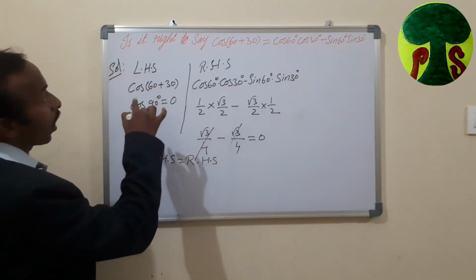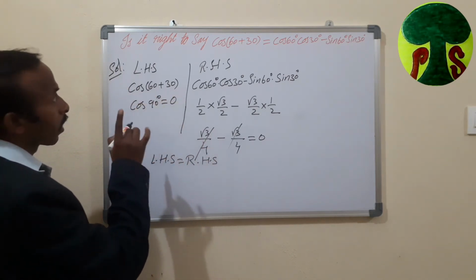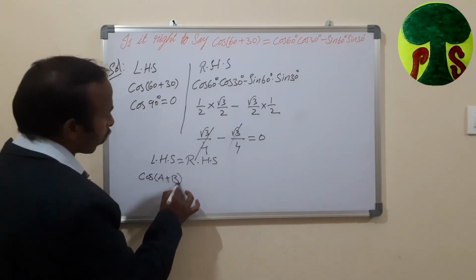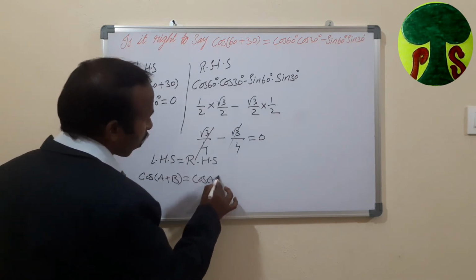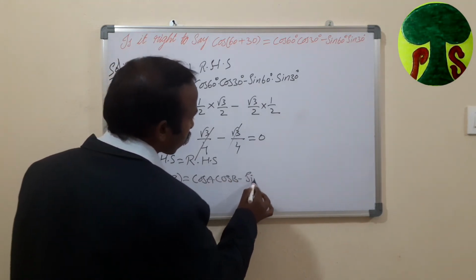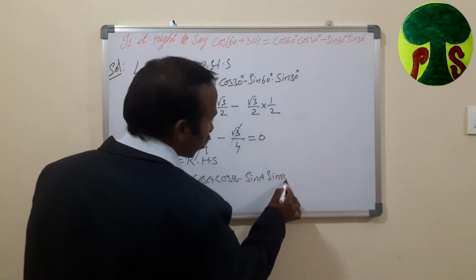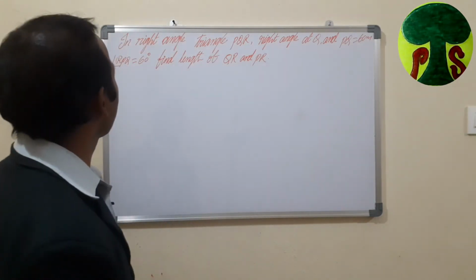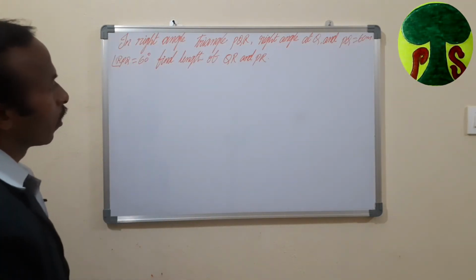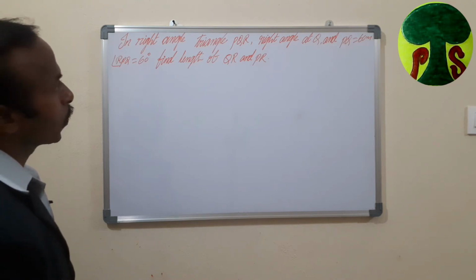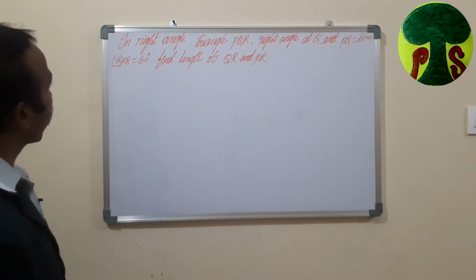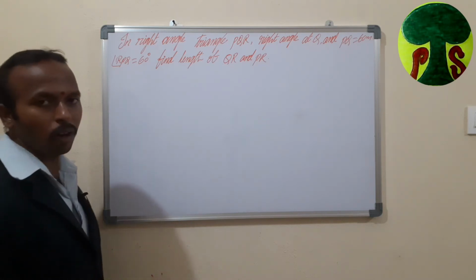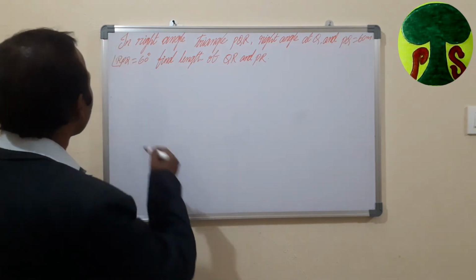So is it right to say? Yes, it is right to say cos of A plus B equals cos A cos B minus sin A sin B. Now we will solve the next question to enhance our skills. The question is, in right angle triangle PQR, right angle at Q and PQ equal to 6 centimeters, angle RPQ equal to 60 degrees, find lengths of QR and PR. We will see the solution.